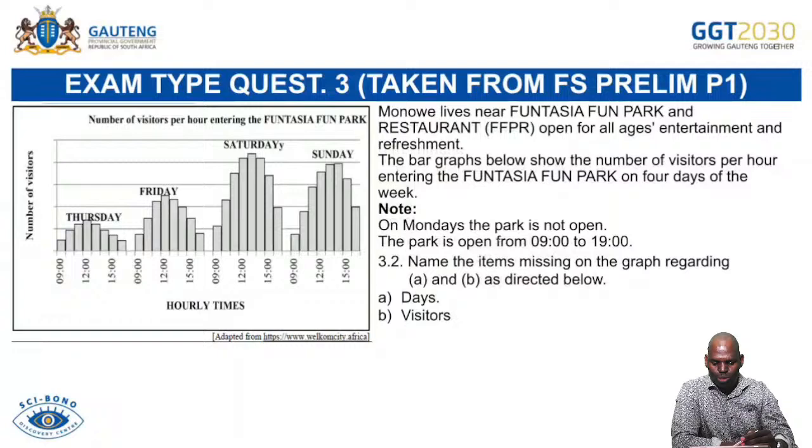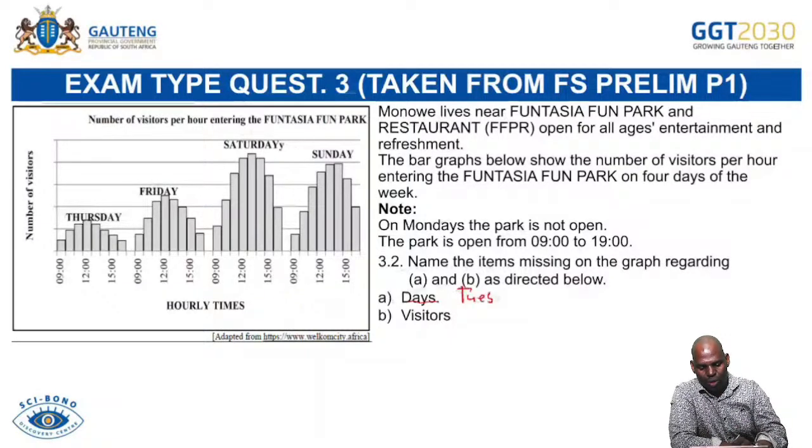Okay, name the items missing on the graph regarding A and B as directed below. What is missing in terms of days? The number of days that are indicated here is 1, 2, 3, 4. Obviously Monday would not be indicated because Monday is not open. So which days are missing here? We've got Thursday, Friday, Saturday. So we are missing Tuesday and Wednesday. Tuesday and Wednesday are the ones which are missing.